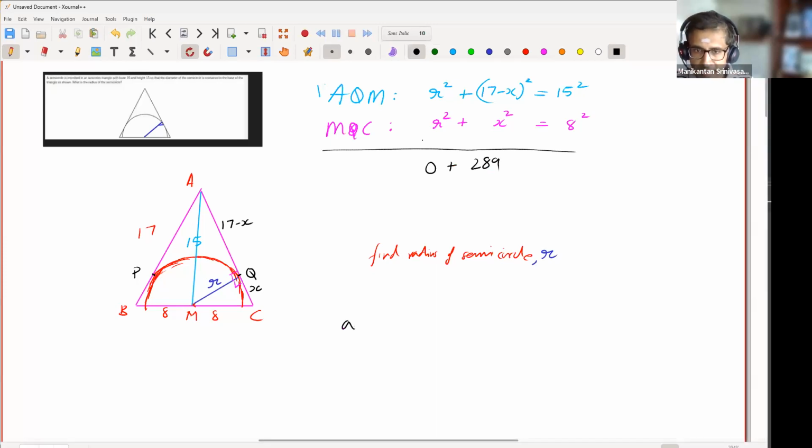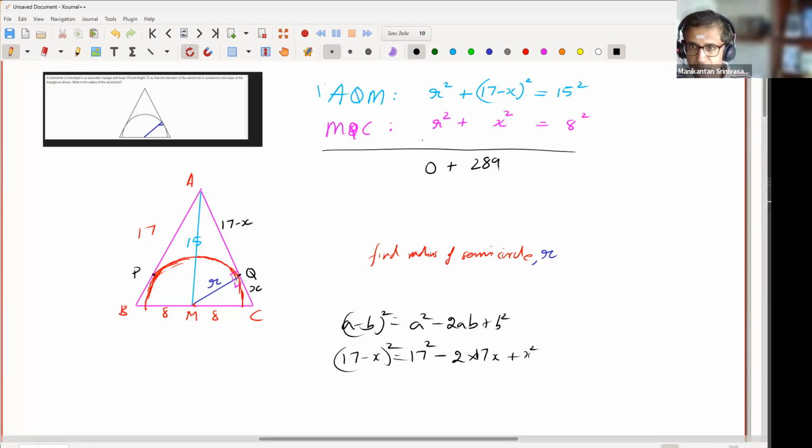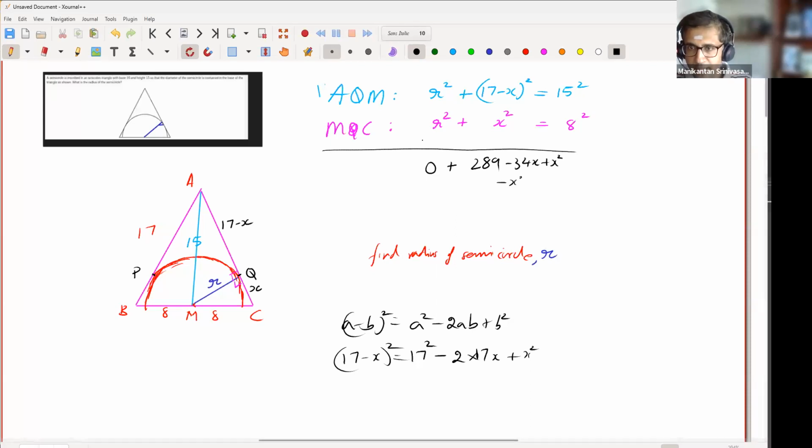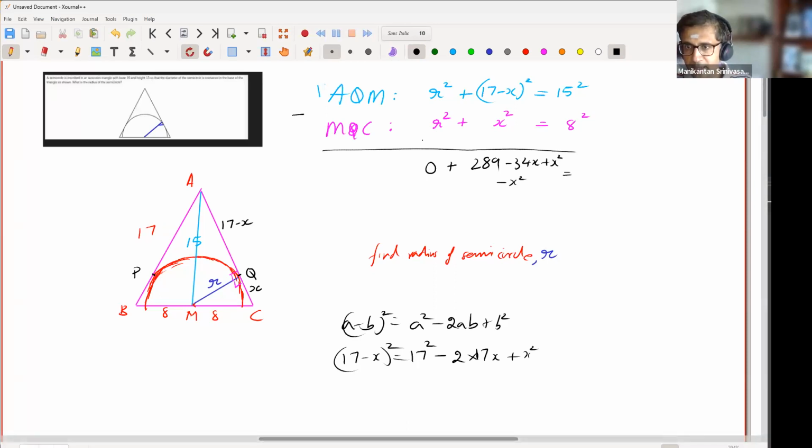So all of you know that A minus B whole square is A square minus 2AB plus B square. So I'll put this separately here. When I have 17 minus X whole square, it's 17 square minus 2 into 17 into X plus X square. So 289 minus 34X plus X square. I'm subtracting this, right? Minus X square. I'm subtracting first equation minus second equation, equal to 15 square, 225, minus 8 square, which is 64. I'm subtracting these two equations.